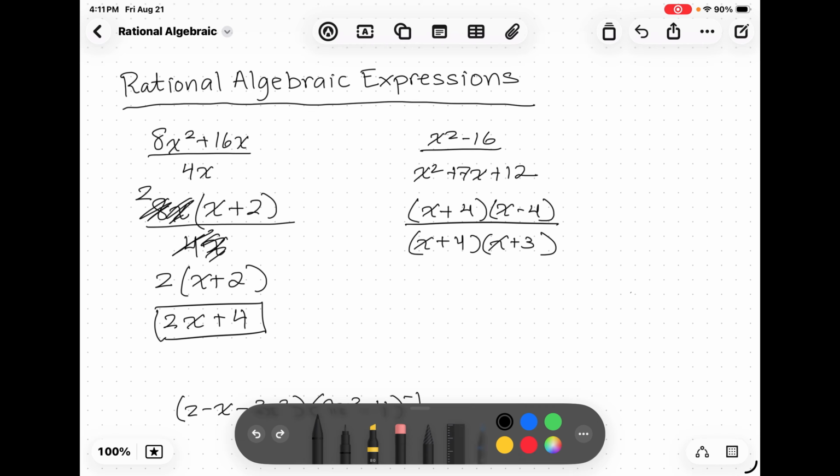Now I've got factors. Those are all factors now. And I can cancel x plus 4, leaving x minus 4 over x plus 3. Great.